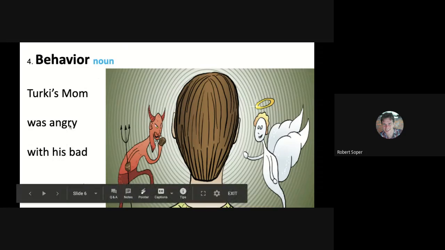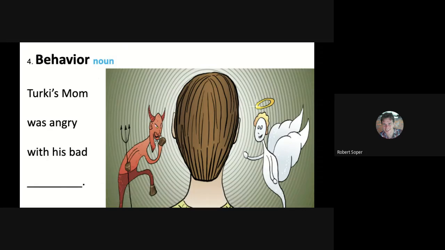What do you think bad behavior as a student might be? Bad behavior as a student, probably making lots of noise during class, interrupting your teacher, taking out your mobile phone when you're asked to put it away. These are all examples of bad behavior. So remember, behavior is the way we conduct ourselves, the things that we do, the way that you act and conduct yourself.